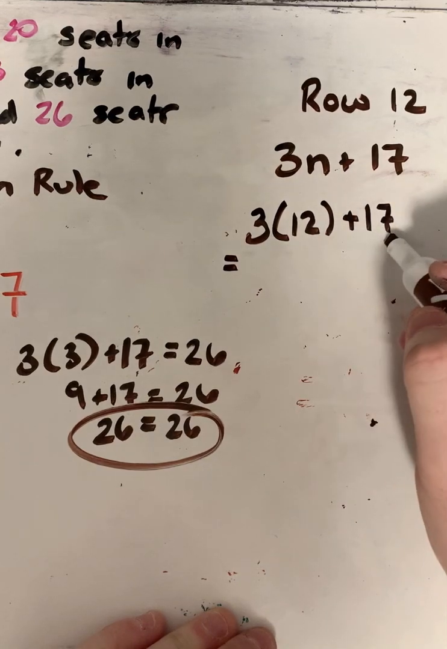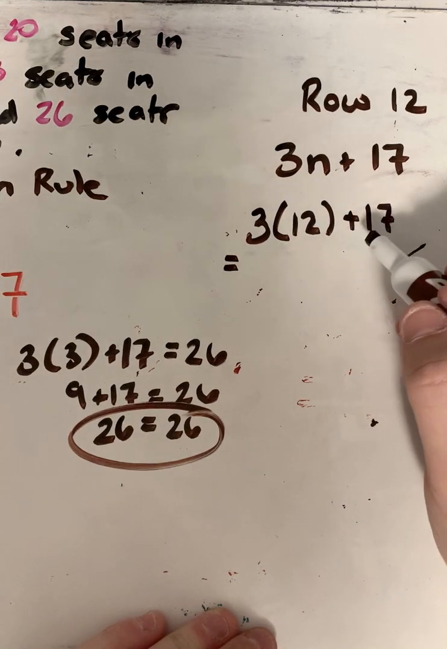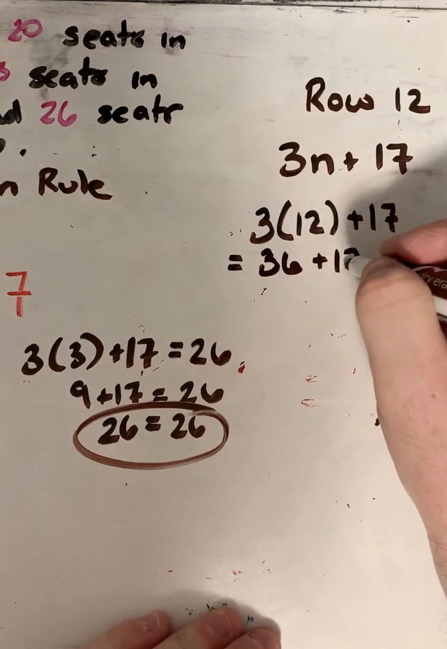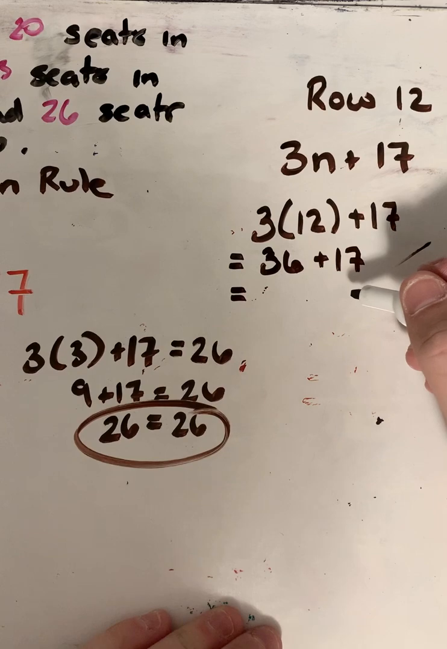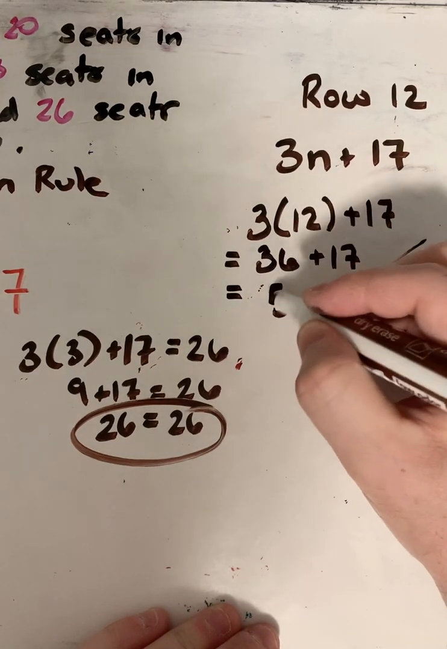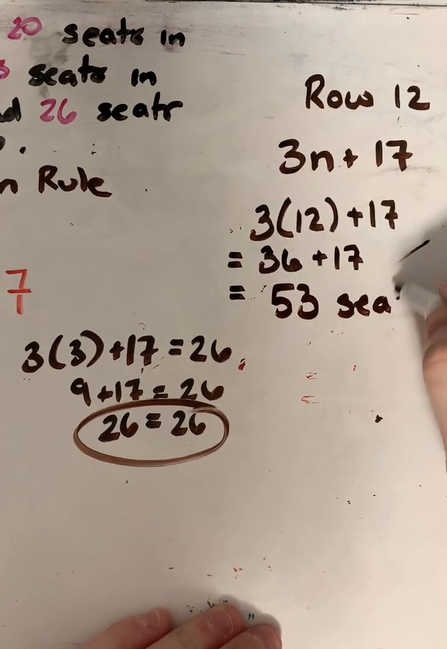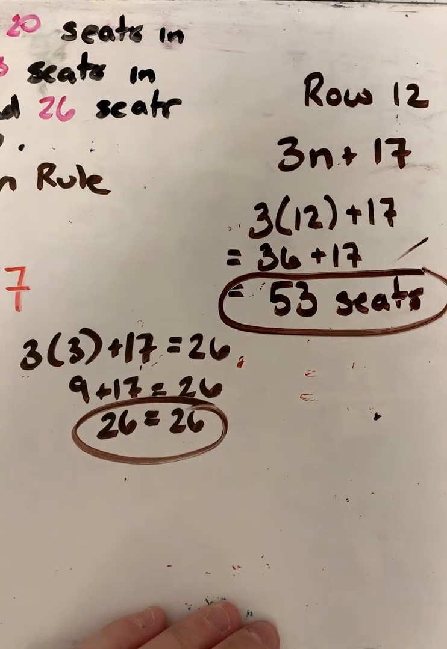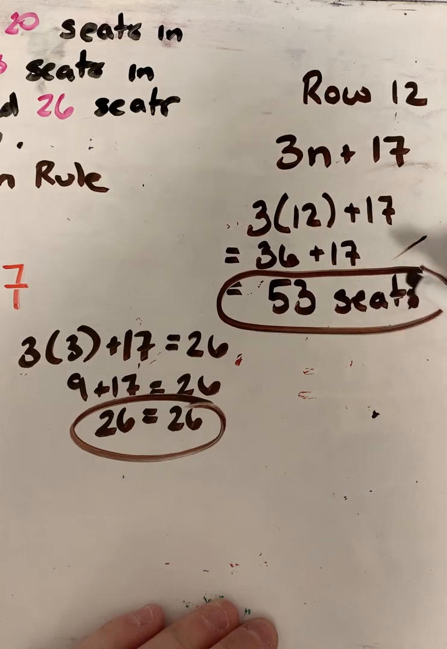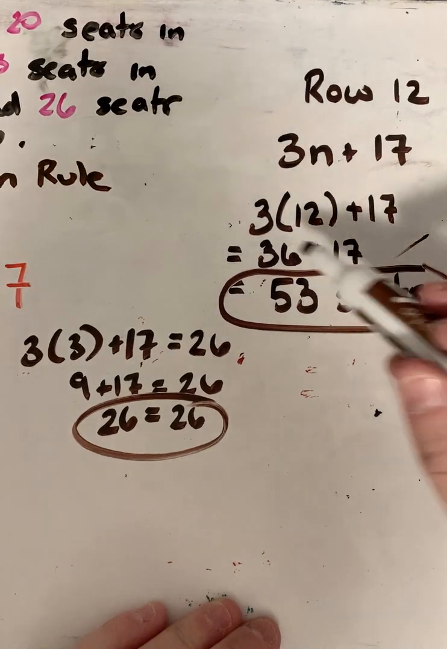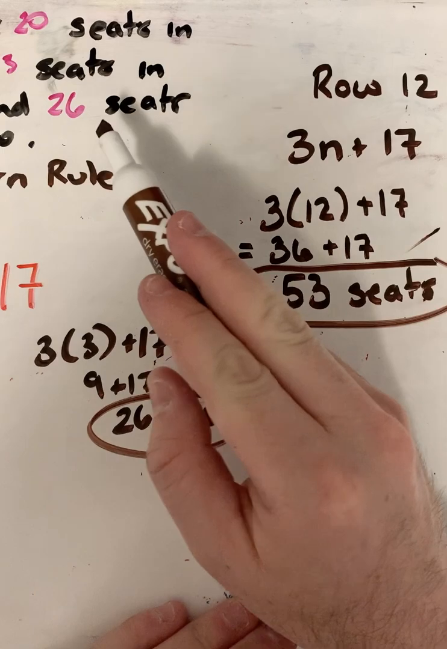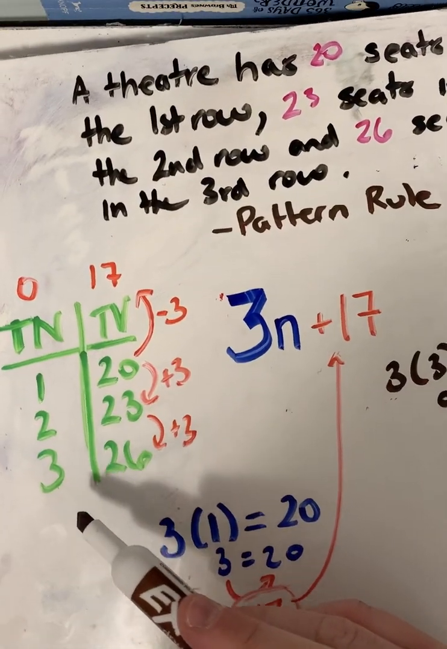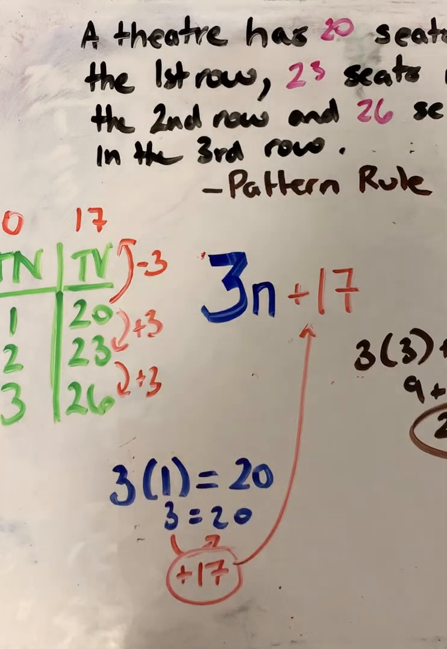This is an algebraic expression, right? There is no equal sign here, so it's not an equation. 3 times 12 is 36 plus 17. 36 plus 17 is 53. And so I can quite easily say by using this pattern rule that there are going to be 53 seats in the 12th row of this theater. And I could check it if I really wanted to. I could check it by counting up the different rows, or I could add to my term chart if I really wanted to, okay? Let's do another one.